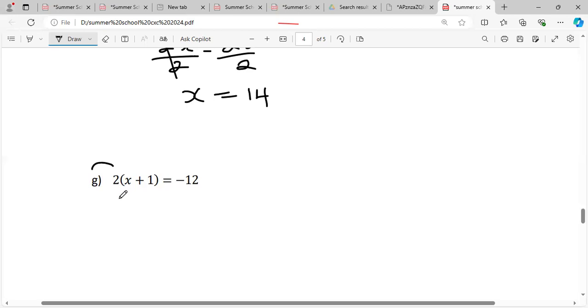So we have 2 times x, 2x, 2 times 1, which is 2, and then we have negative 12, right? Remember, this is a positive 2, so we have to subtract 2. Some persons made a little error and added 2. It's supposed to be the opposite.